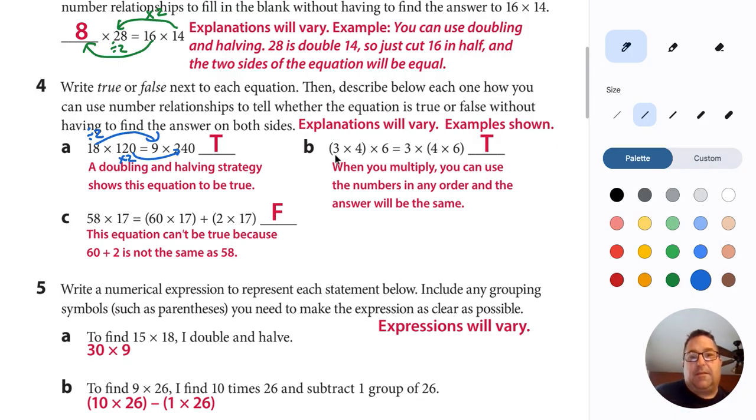How about B? If I do 3 times 4, then do times 6, is that the same if I do 6 times 4, then times 3? Yep, that's true because you can multiply in any order. So again, that rule we talked about in number 1.